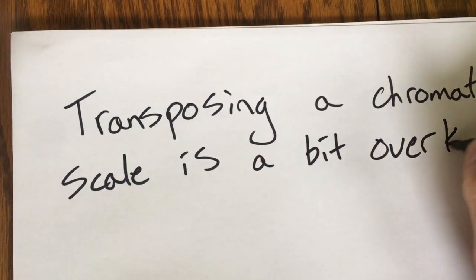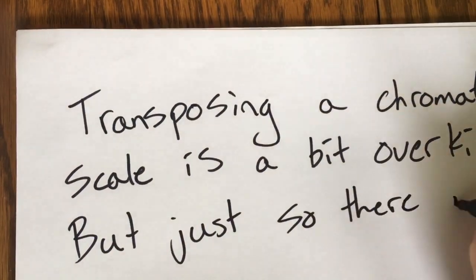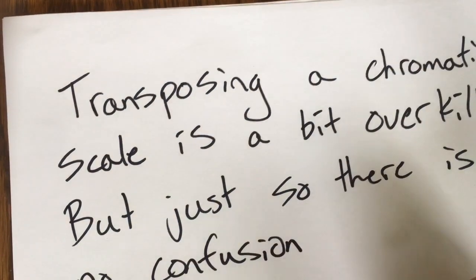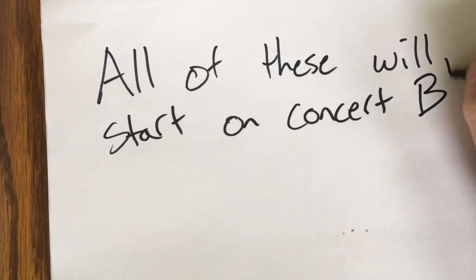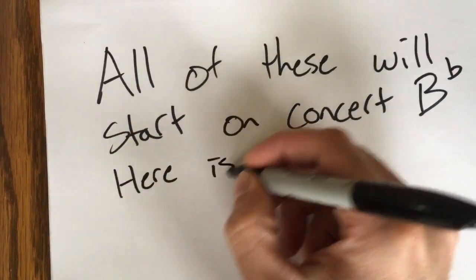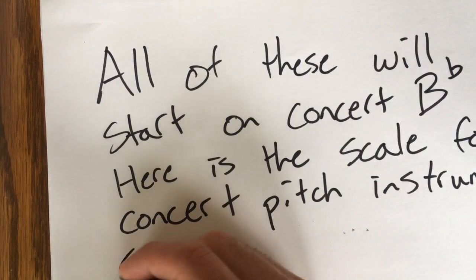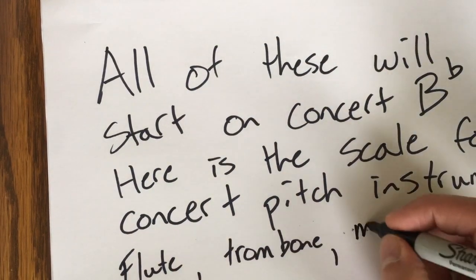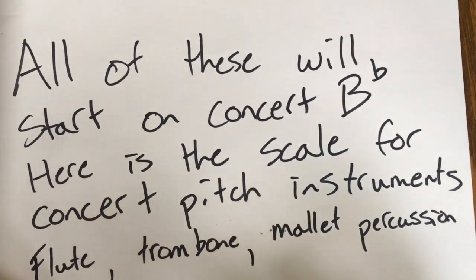Okay, at the end here, and my camera spot was a little off, but it just says transposing a chromatic scale is a bit overkill because it's every note on your instrument. But I'm just going to write it out for you, starting on concert B flat, home base for us, and take it up through the octave.